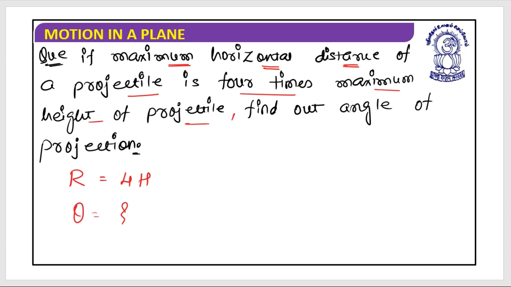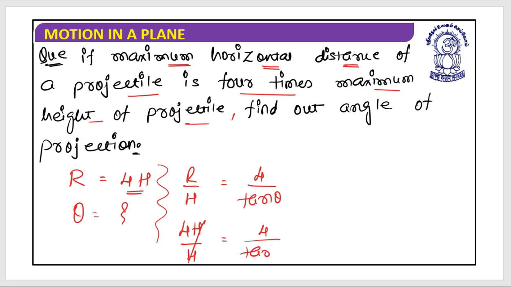Yes. So what I can do is that R by H is equal to 4 by tan theta. Now what the data is telling is that R is equal to 4h. So this 4h by h is 4 by tan theta. Yes, this 4 has gone, and as 4 has gone, tan theta is equal to 1, and when tan theta is equal to 1, theta is equal to 45 degrees. This is the answer.